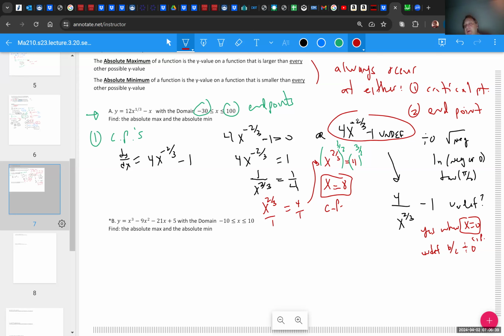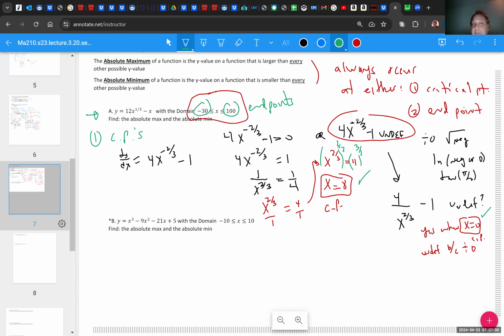So we have two critical points, x equals 0, x equals 8. Both of them are legal. They have to be in the domain. Remember, we're only considering x values between negative 30 and 100. X equals 8 is between negative 30 and 100. X equals 0 is between negative 30 and 100. So those two critical points, they could be absolute max, absolute min.